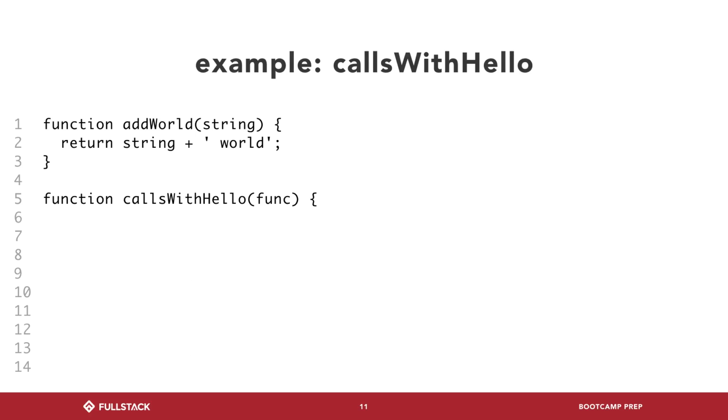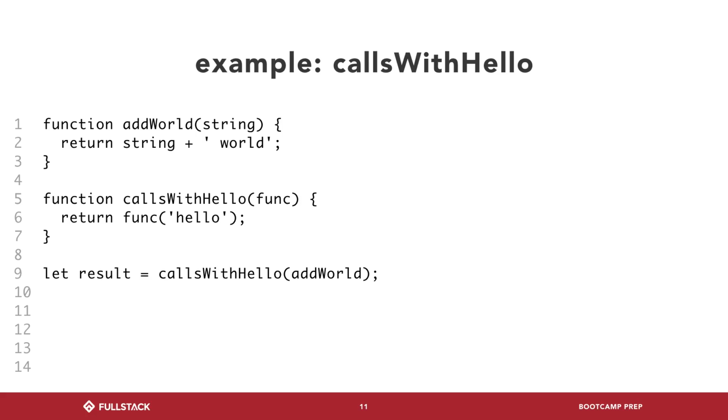On the following slide, this is a lot more common. Usually we do care about what's being returned. So if we look at calls with hello, what does it return? It invokes the function, passes in hello, and then returns whatever that returns. You can think of it as a return chain. So now the question becomes, what does func invoked with hello return? Well, func is the addWorld function, and what happens when we invoke addWorld with the string hello?